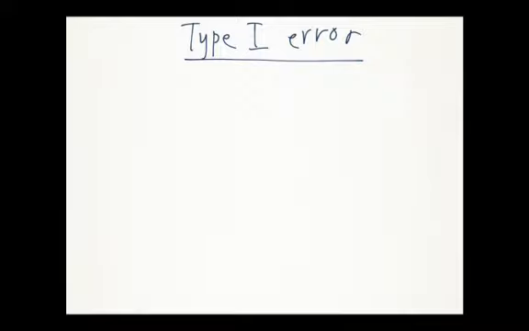Now let's talk about something in hypothesis testing called type 1 error. A type 1 error is when we reject the null even though the null is true. So it's an error, an incorrect decision. Type 1 error is the probability of rejecting the null even though the null is true.